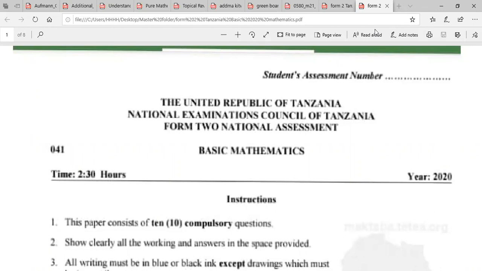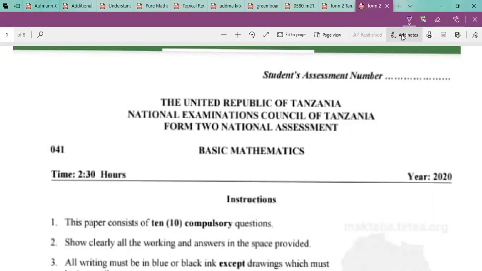Welcome to this video presentation where we want to solve this paper, the United Republic of Tanzania, National Examinations Council, Form 2 National Assessment, Basic Mathematics, and the code is 041. You need to know that you must write this exam in 2 hours, 30 minutes. And this paper was written in the year 2020.